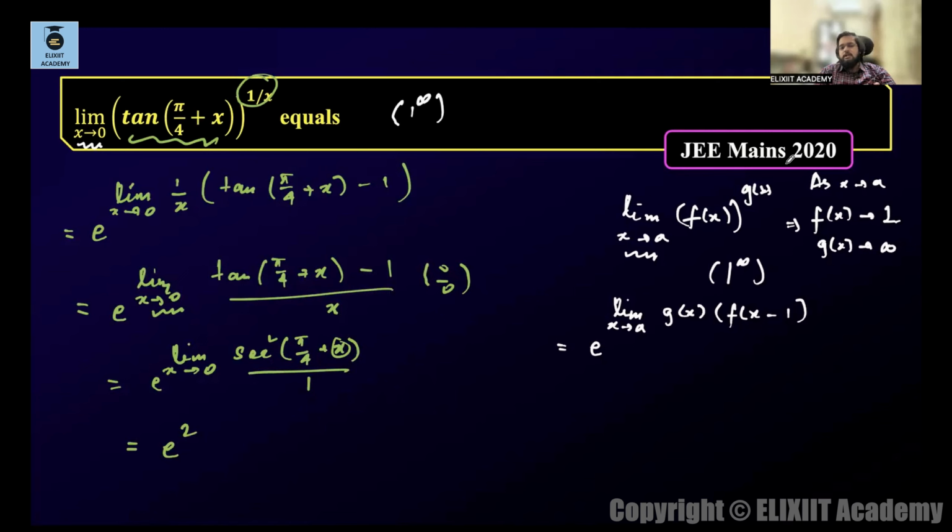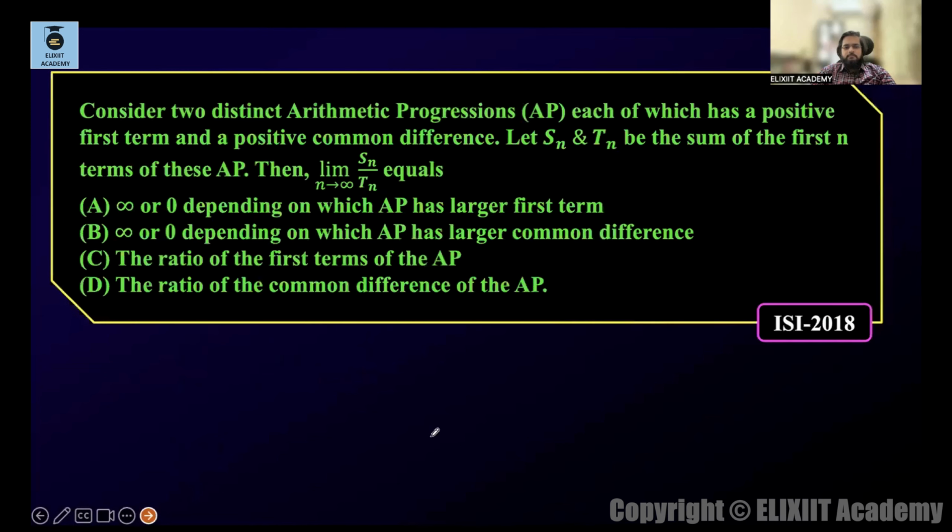Okay, a very basic question asked in JEE Mains 2020. These are very routine questions. This format, these types of questions we have already solved in class. Tan pi by 4 plus x raised to the power of 1 by x. All right, let's move to the next question.